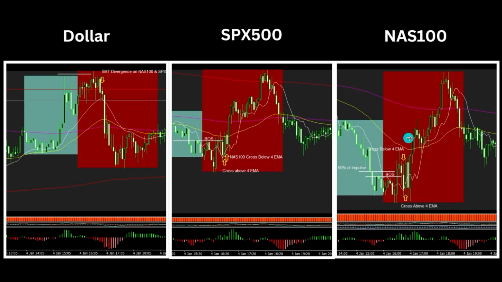If we look at the NASDAQ chart, we can see that price moved to the downside. There was a break of structure. Then price retraced back into this order block and then closed above the 4 EMA. You would enter there, but price does come back against you and almost comes against your stop. Now, if you had your stop loss here, you definitely would have been stopped out.